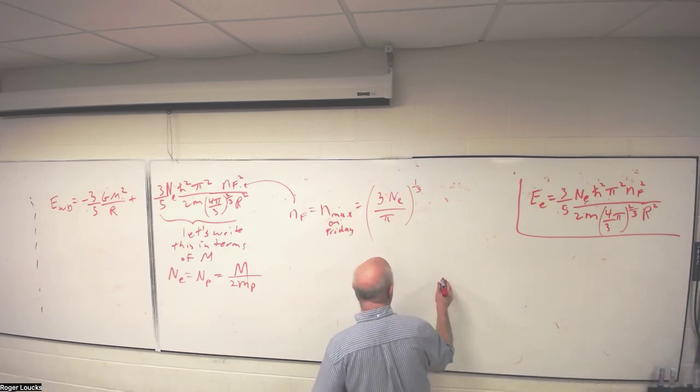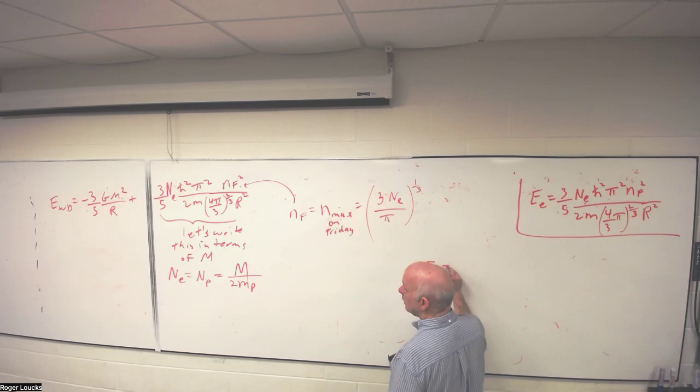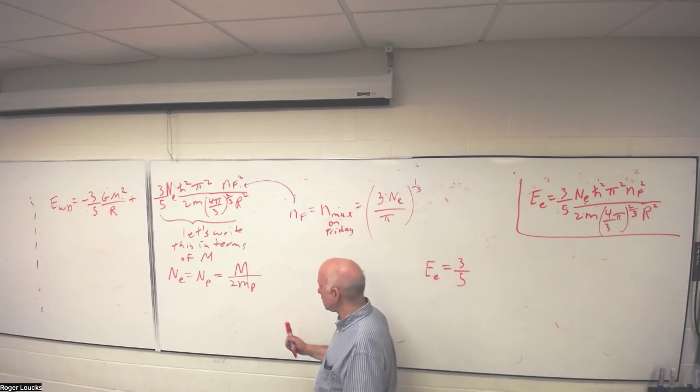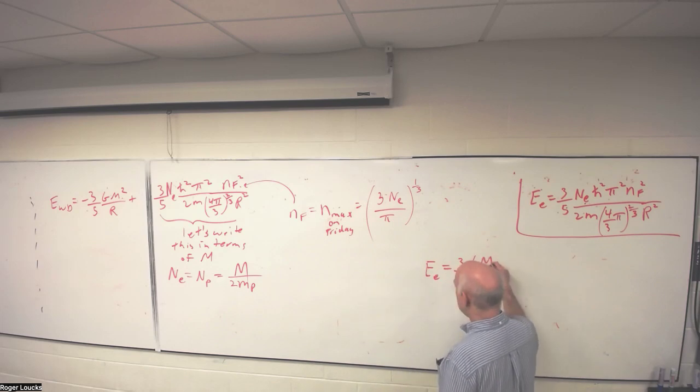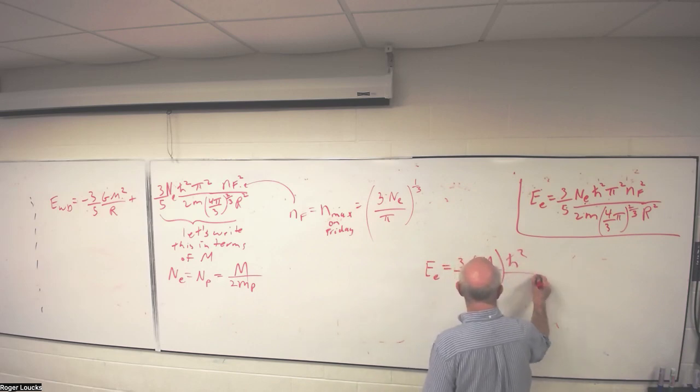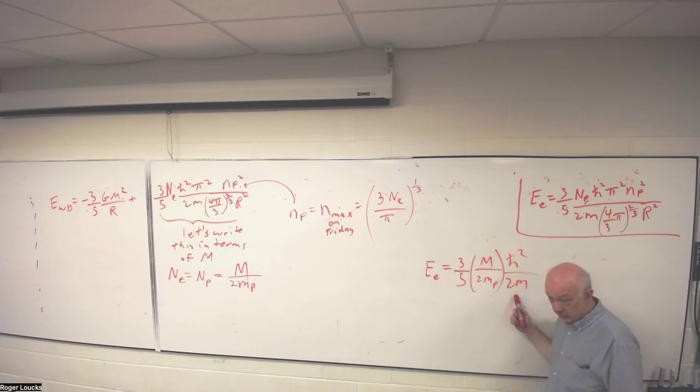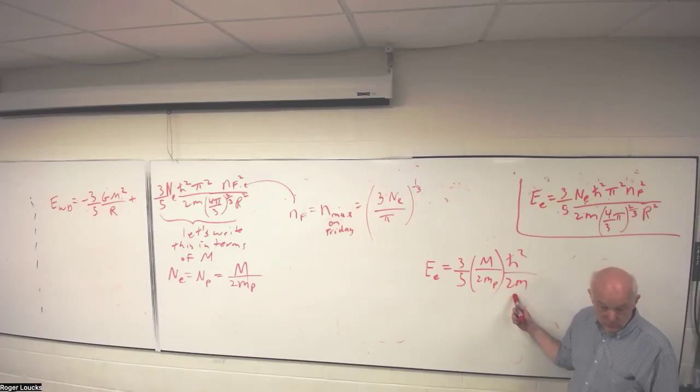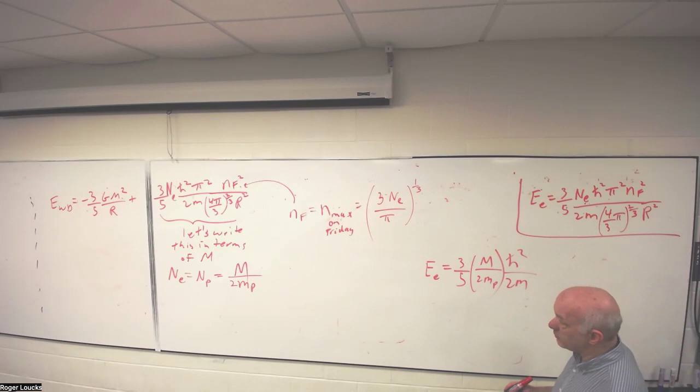So I can say that this electron gas is going to be 3/5. Here's my number of electrons. I have my h bar squared over 2m. Now, what is this mass here? Again, mass of the electron. That's going to be important because I'm going to use it tomorrow. So it's 4/3.